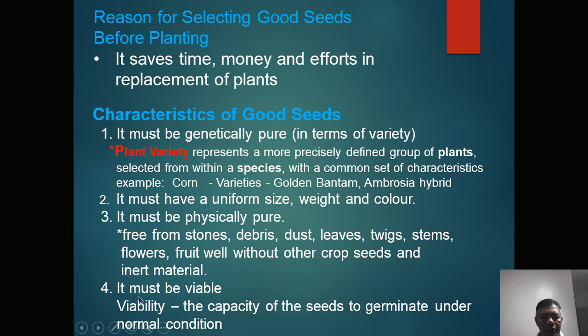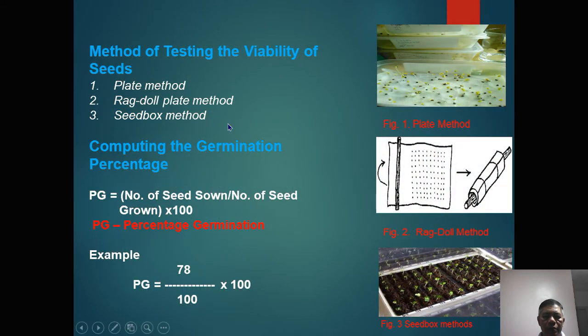The last is, it must be viable. Viability pertains to the capacity of the seeds to germinate under normal conditions. So before planting the seeds, you need to determine how viable they are. In what way? We have methods of testing the viability of seeds.